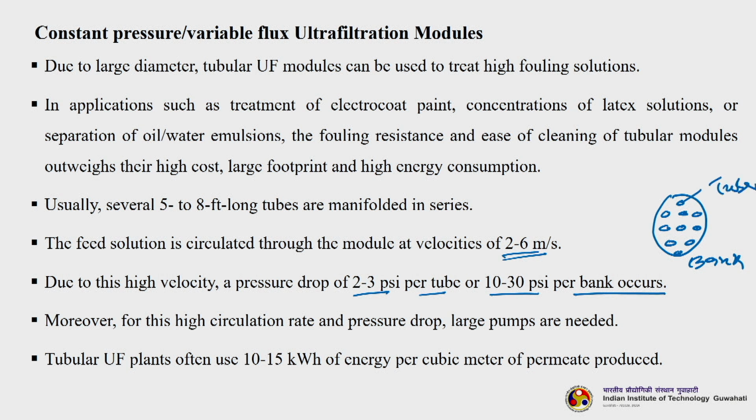So, due to the high cross flow rate, the pressure drop is almost 10 to 30 psi per bank. Moreover, for this high circulation rate and pressure drop, large pumps are needed. That means you are adding more energy cost. Tubular UF plants often use 10 to 15 kilowatt hour of energy per cubic meter of permeate that is produced.